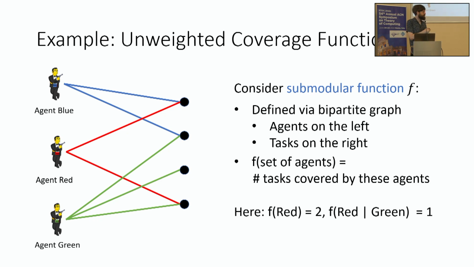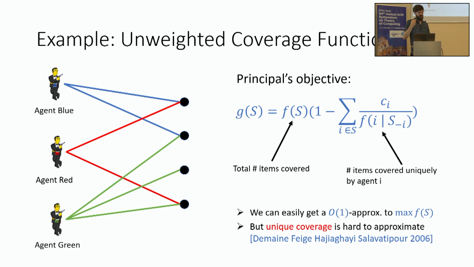I can also think about marginal contributions. For example, if you look at red given green, green already does 3 things, one of which is also covered by red, but red contributes 1 new thing. So the marginal contribution of red is just 1. Okay, that's nice. So let's revisit the principal objective with this in mind.